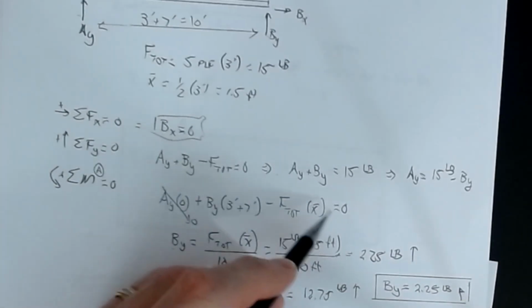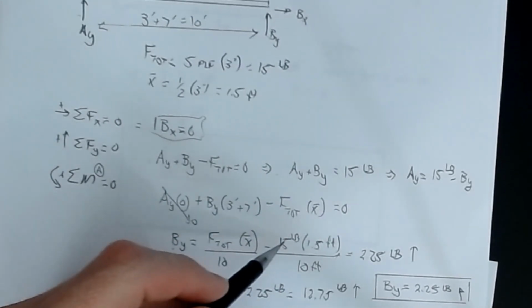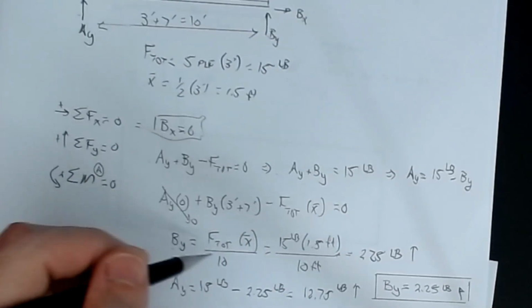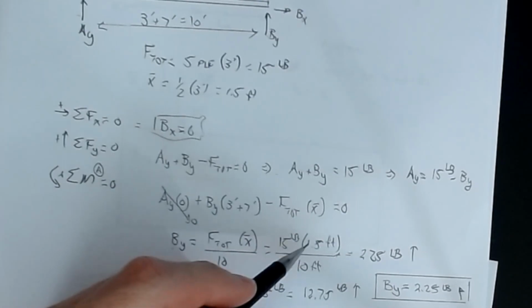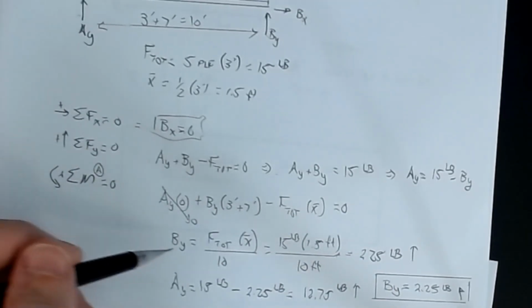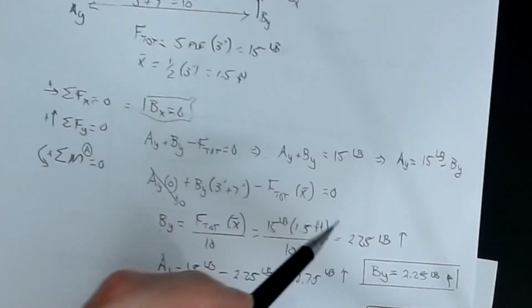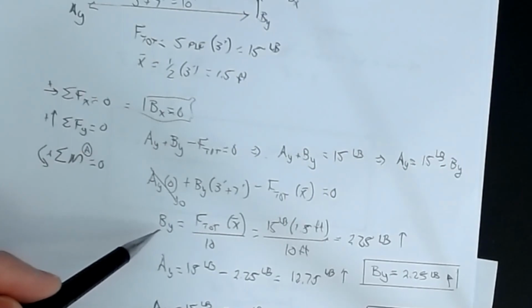If I take this, rearrange it and solve for BY, and then plug in my values, F total is 15 pounds, and my X bar is 1.5 feet. We're going to divide that by 10. It gives me a value of 2.25 pounds acting up on the reaction at BY.